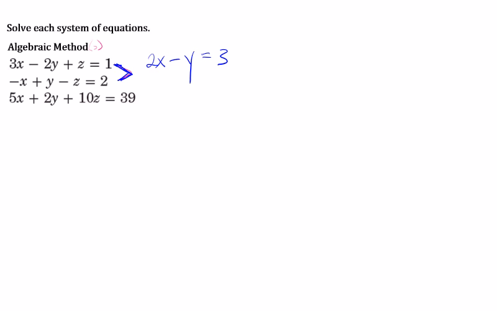All right. So now I have a situation where I have two variables in an equation. If I can combine two of these other equations and cancel out the z again, then I can have two equations and two variables, and that's kind of what you want to do.